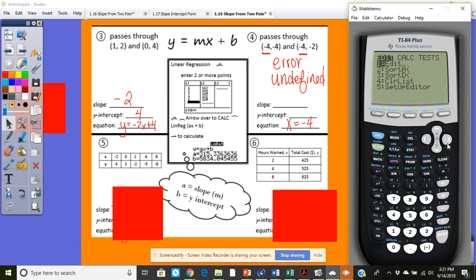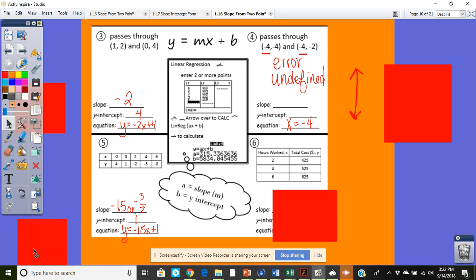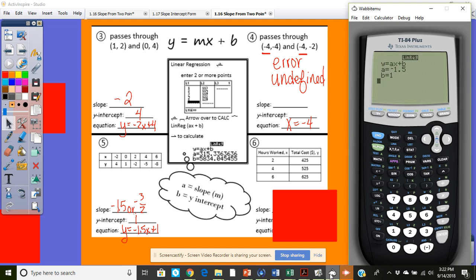So Stat, over to Calculate, 4, down to Calculate, and I get a slope of -1.5 and a y-intercept of 1. So -1.5 is the same as -3/2. So my equation is y equals -1.5x plus 1. Now, you don't have to put all the values of a table in if you're for sure that it is a linear equation, that's a linear relationship.